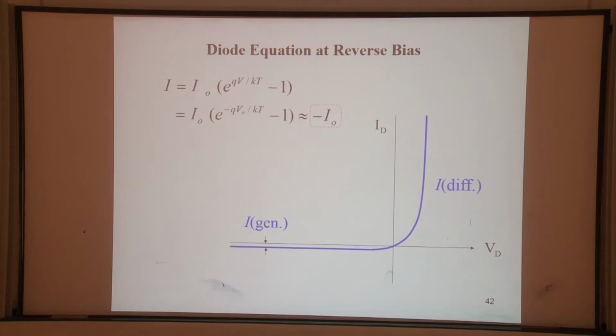Okay, so this is the equation again. I just want to show you that when it is reverse biased and you increase the reverse bias, it quickly saturates at a very small number. This is negative I naught.